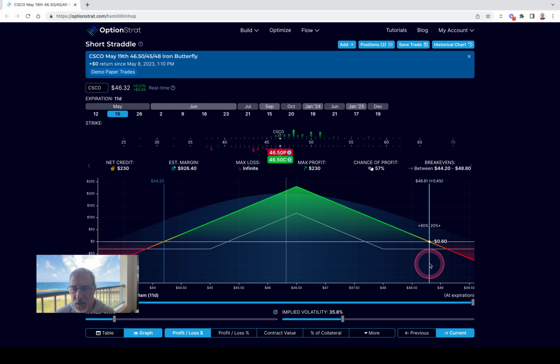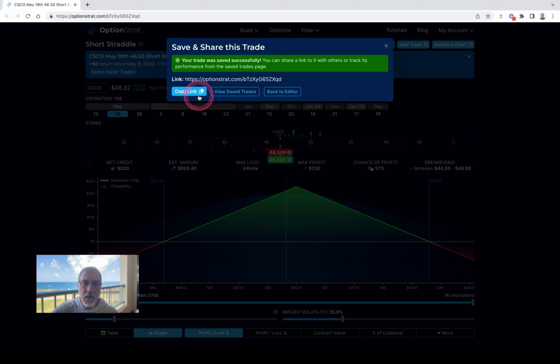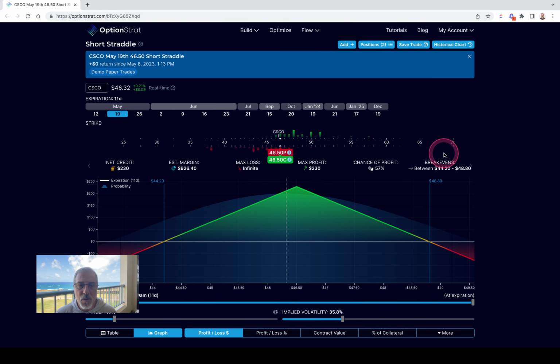Again, every trader has to make this decision for themselves. I strongly suggest that no one make this trade live. You should always make it in paper, particularly when you're dealing with undefined risk. But go ahead and put both of these on. Now let's put this second one on. And of course, this is a straddle. And I don't want to overwrite existing. I want to save this as a new trade. And I'll copy that link as well. So these are going to be then the 2 different trades that we are contrasting and comparing.